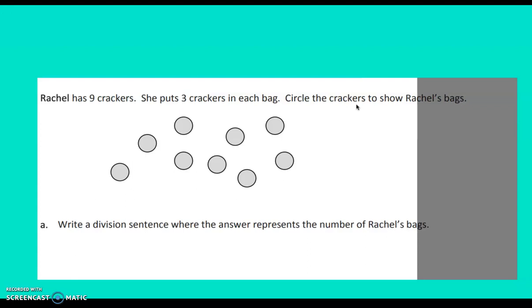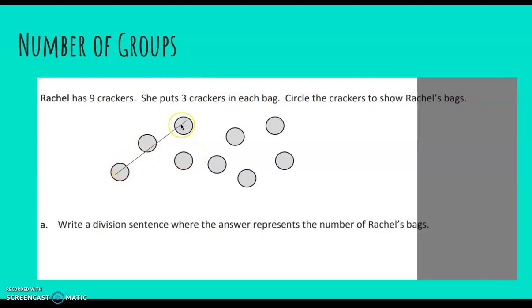What is this question asking? So we got the total, we got the size of a group, and this question is asking the number of groups. If the question says we need to circle the crackers to show Rachel's bags, this question is asking you to circle every 3 crackers. But instead of circling, I'm going to just draw a line.